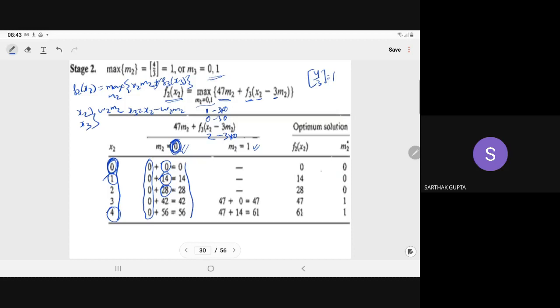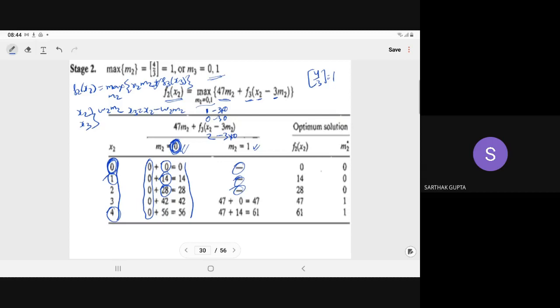Similarly, when M2 is equal to 1, it is applicable only when the remaining space is 3 tons or more. When the state variable value is greater than or equal to 3, only then you can allocate one item of 3 tons. When the remaining weight is 0 or 1 ton, you cannot allocate the one item of 3 tons. If the remaining weight is 3 tons, then only you can allocate one item of 3 tons.